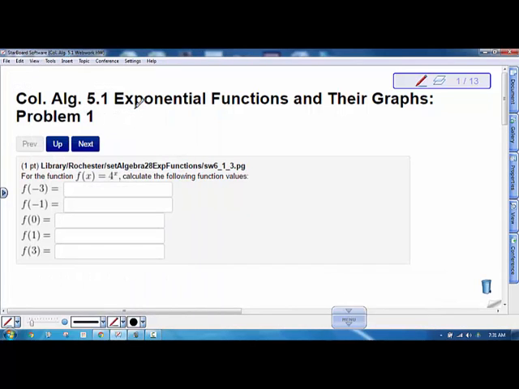Okay, this is 5.1, exponential functions. The first problem is pretty straightforward. It just wants you to evaluate f of negative 3. So f of negative 3, you can plug this into your calculator, is really 4 to the negative 3.